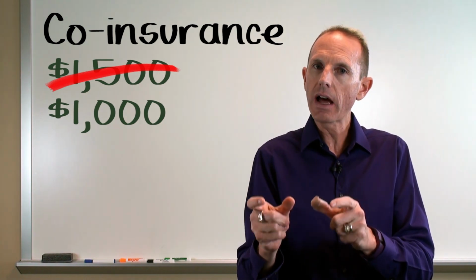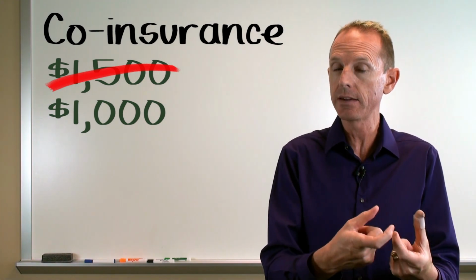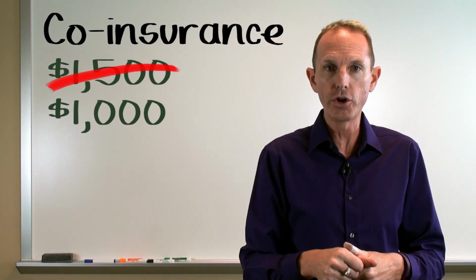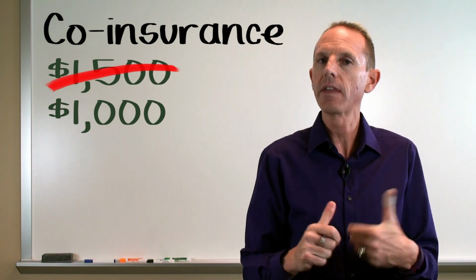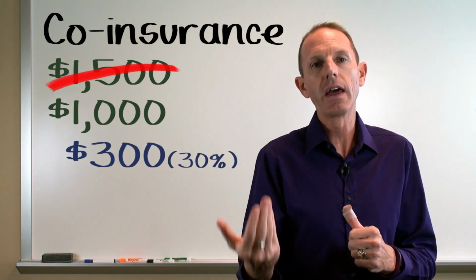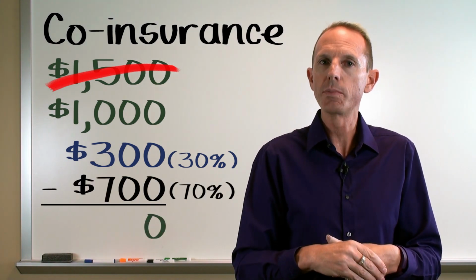So that $1,000 under your plan, if it has a coinsurance of 30%, that means you're responsible for the 30%. United Healthcare will be responsible for the 70%. That leaves you $300, and that leaves United Healthcare $700. That $300 becomes your coinsurance.